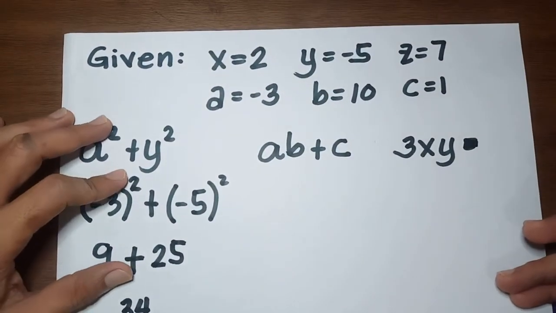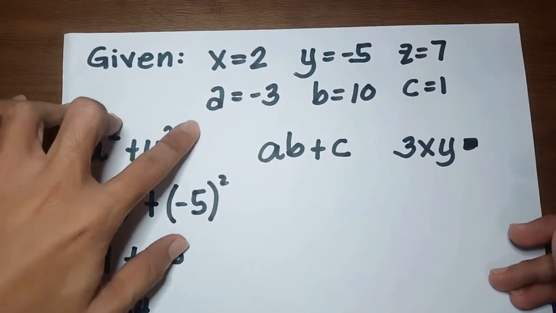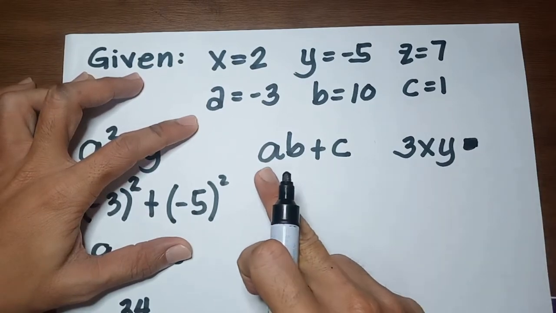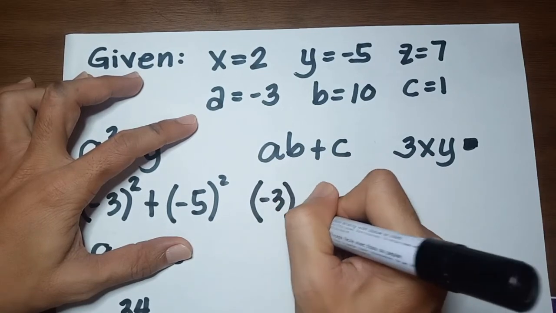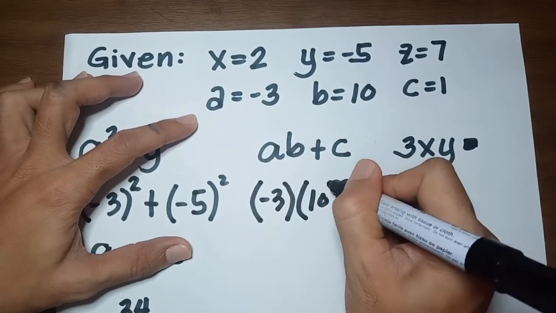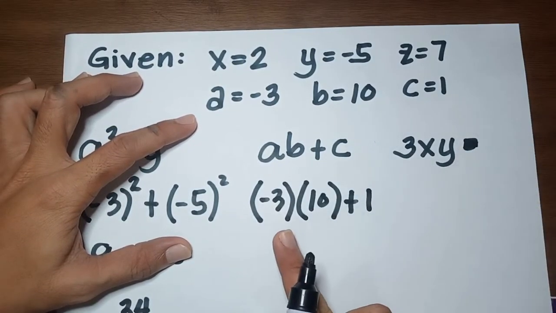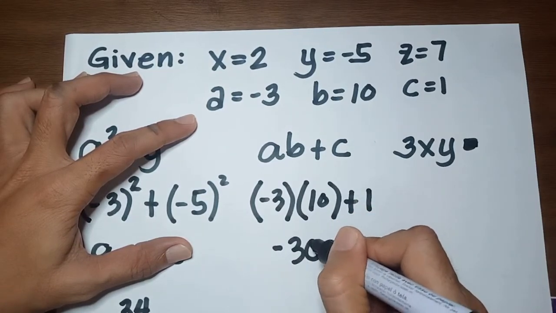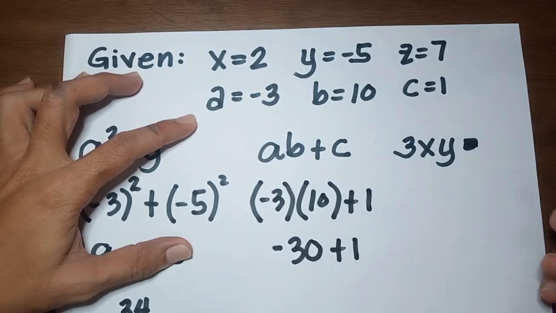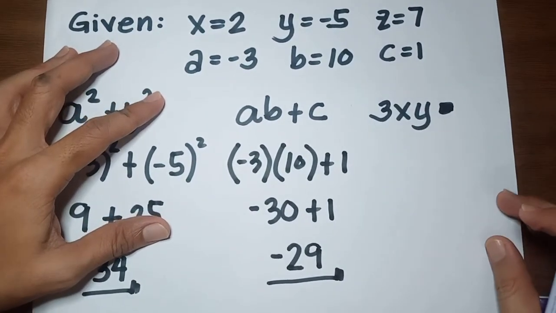Next example. A times B plus C, or that is AB plus C. So we substitute. Again, the operation between A and B is multiplication. So we will have negative 3 times the B, which is positive 10, plus the C, which is 1. Then multiply. Negative 3 times 10 is negative 30. Negative 30 plus 1 is negative 29. So this is now our answer.